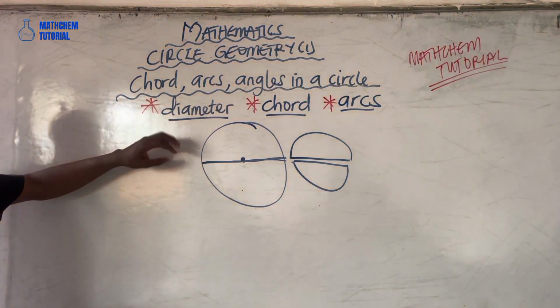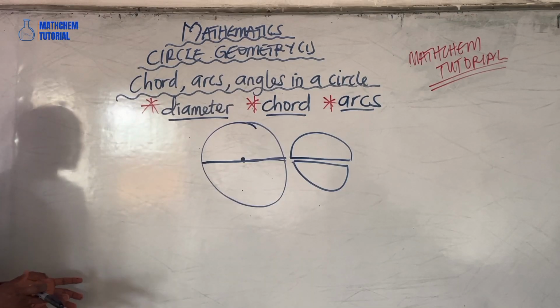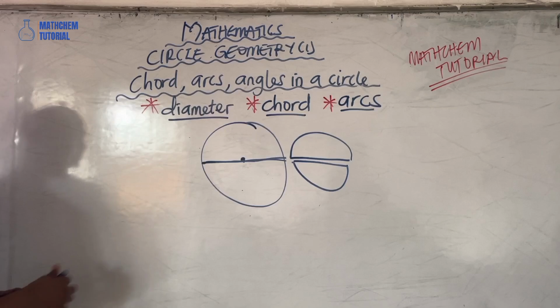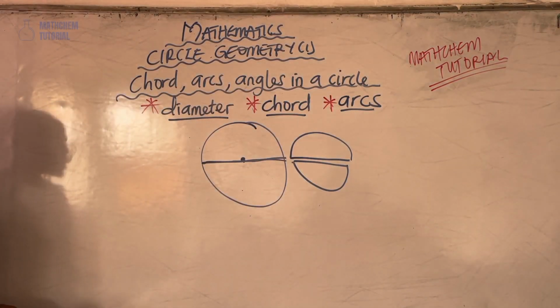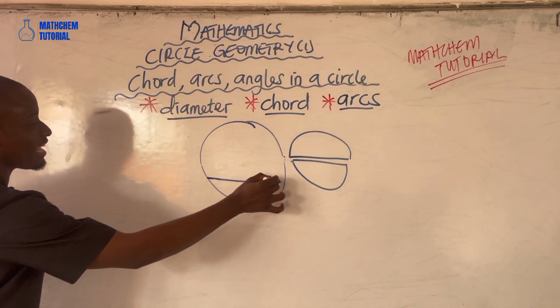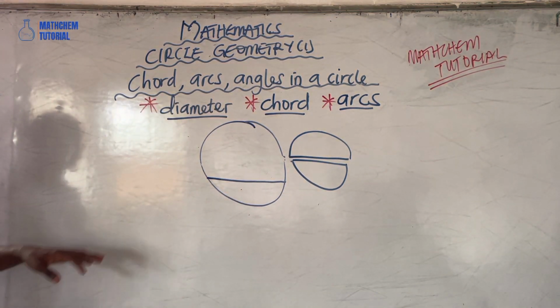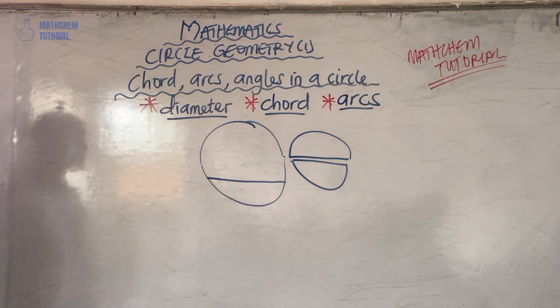Now, after diameter, let's move to chord. Chord and diameter are partially similar. They are similar in the sense that a chord is also a line that cuts a circle into two, but not into two equal halves. So a chord will definitely cut a circle, but not into two equal halves. Exactly, it's not into two equal halves.